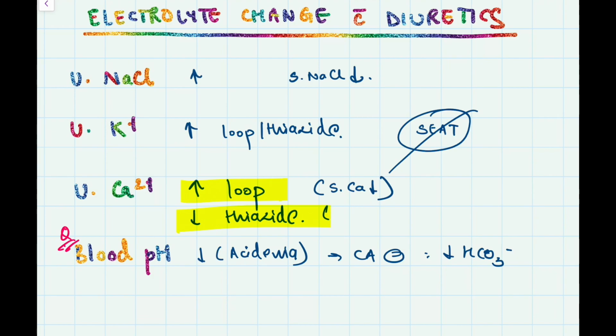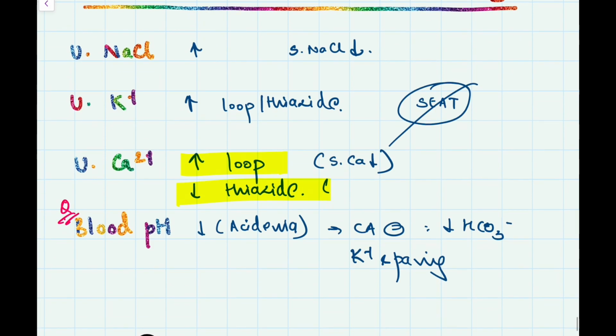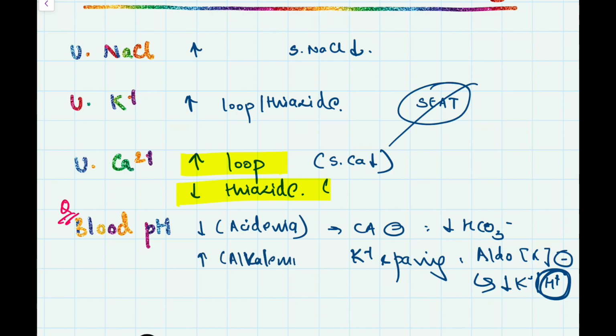In potassium sparing diuretics, what happens is that the blockage of aldosterone receptors would lead to decreased K plus and H plus secretion, and the retention of H plus ions would again lead to acidemia. While alkalemia is seen with loop diuretics and thiazides.